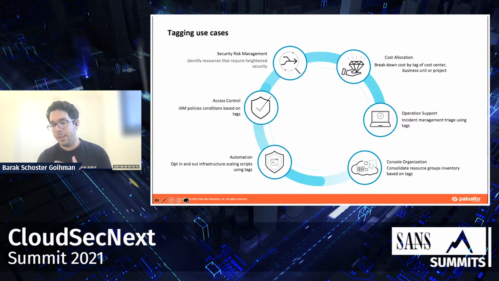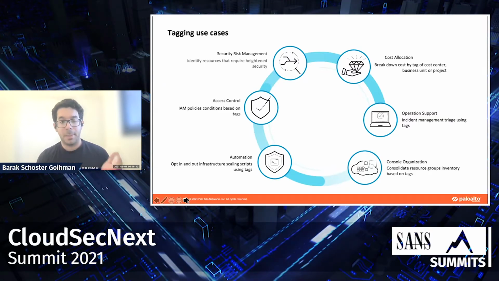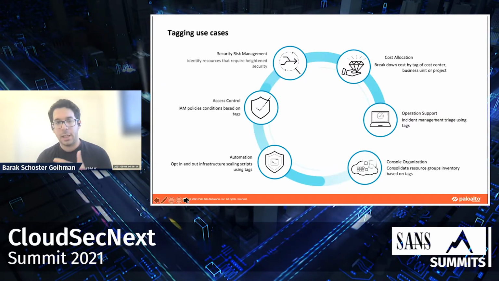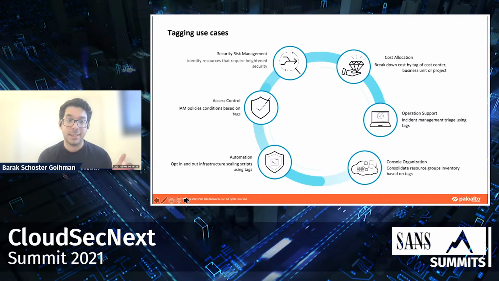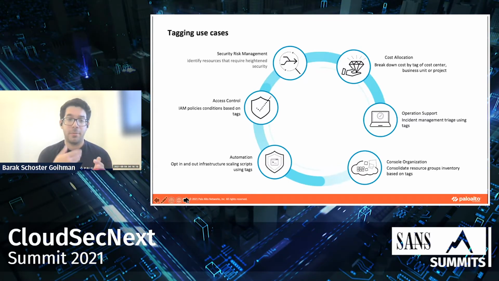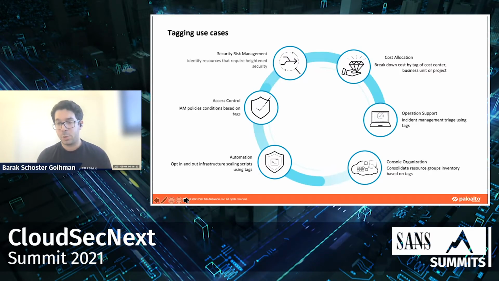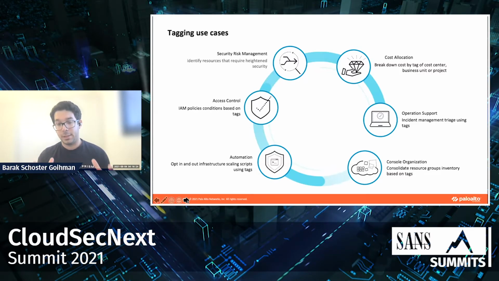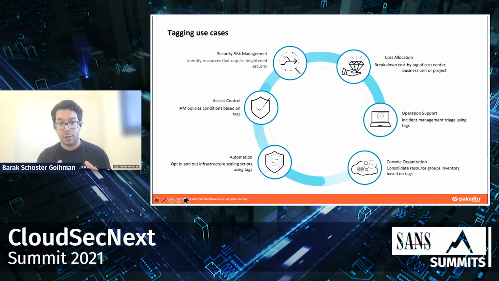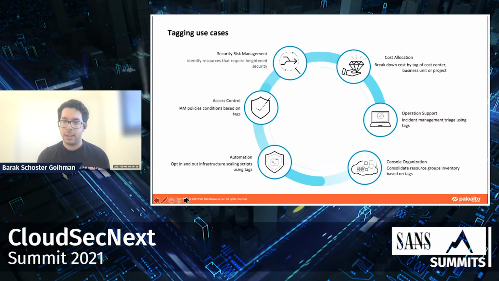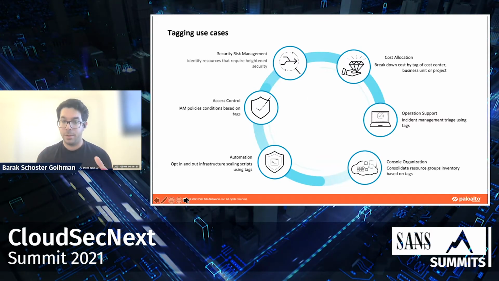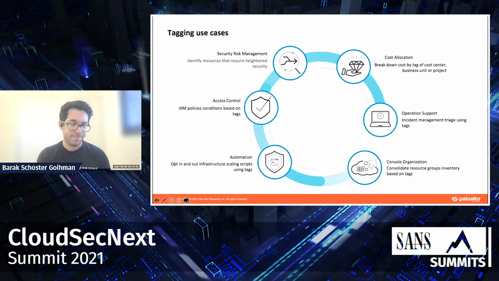Risk management would be the ability to scope PCI or PII or any other kind of sensitive data on top of my cloud resources and giving that context as tags. Access control would be if I have a team that is owning a set of resources, this is the only team that can see them, modify them, delete them, or update.